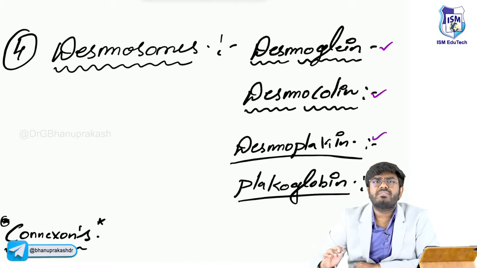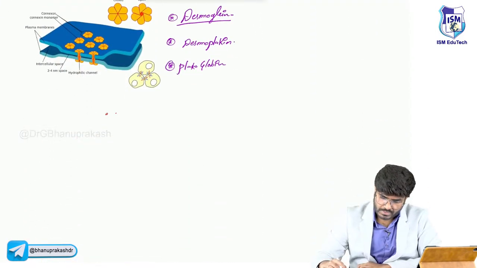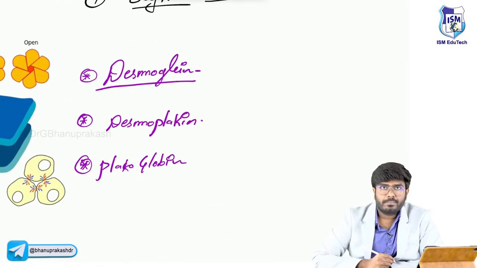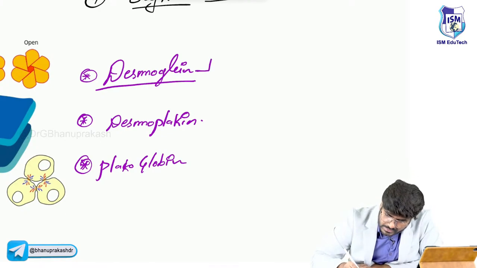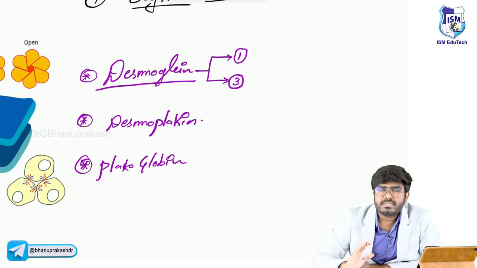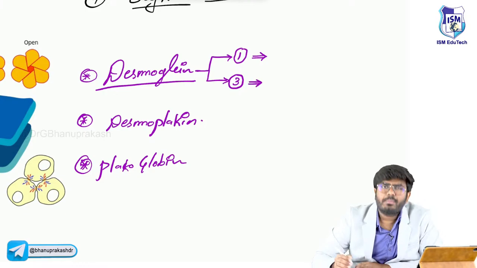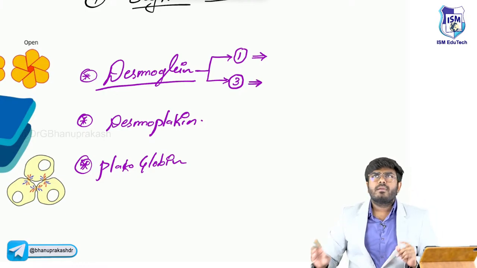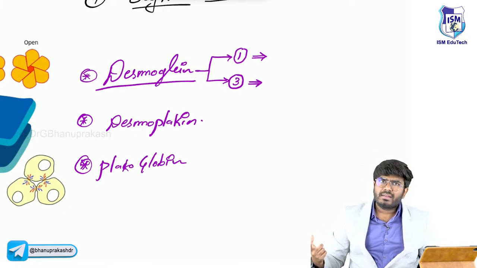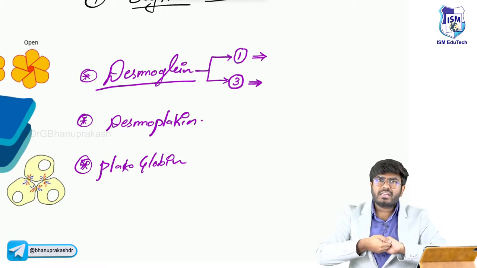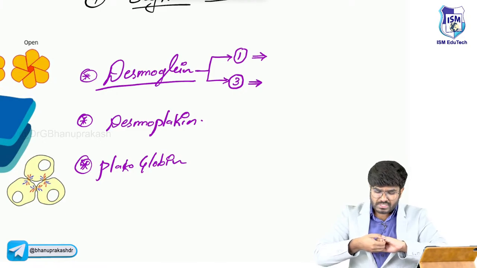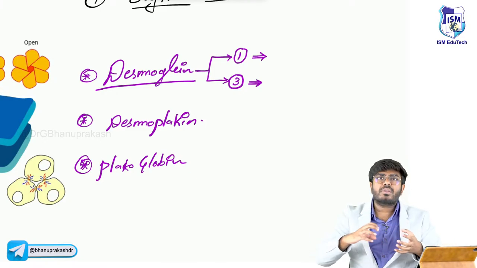Now, what happens if there is a defect? Look, I am having desmoglein. In exams, these are the questions that will come, 100%. But actually, there are three types of desmoglein. Desmoglein 1, desmoglein 3. If desmoglein 1 is defective, what happens? Just think logically. Desmosomes are not there. If desmosomes are defective, do you think proper intercellular junctions are going to be there? No. So cells are going to separate from each other.